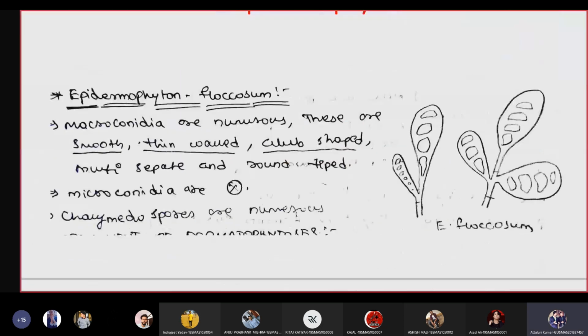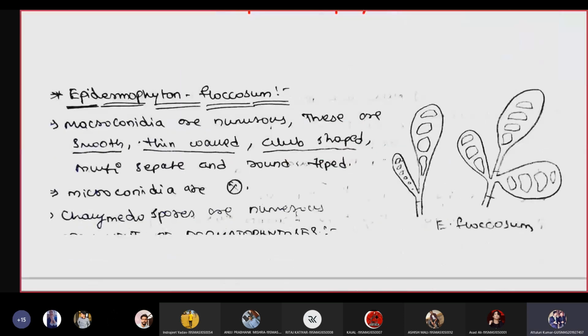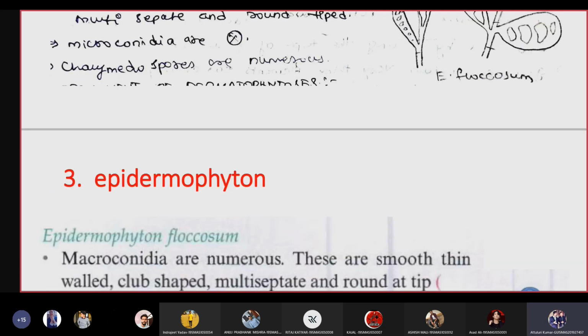Then the third one is Epidermophyton. Epidermophyton is also a fungal infection that is caused by Epidermophyton floccosum. This can be identified by the presence of multi-branched, club-shaped, septate macroconidia. By the presence of these multi-branched septate macroconidia with round tips, you can identify the Epidermophyton floccosum species.